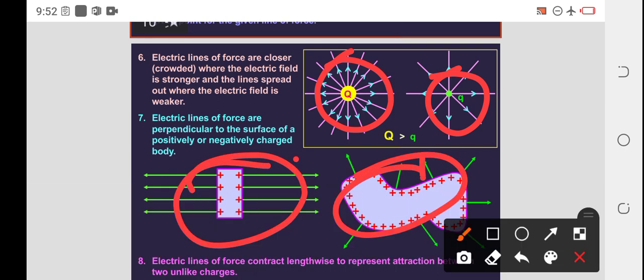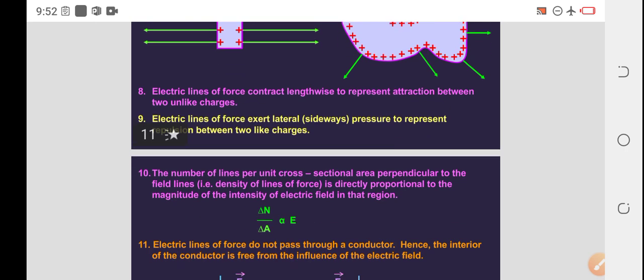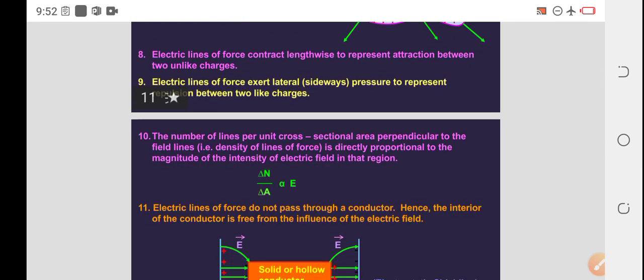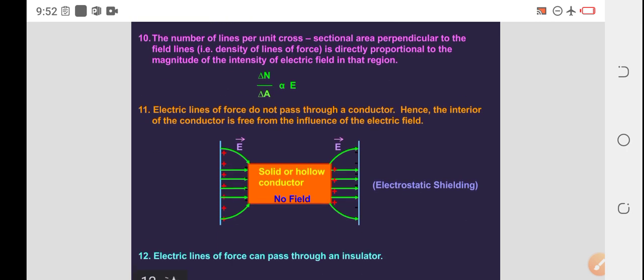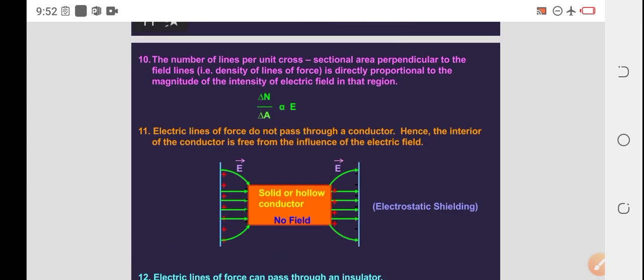Coming to the eighth one, electric lines of force contract lengthwise to represent attraction between two unlike charges. Coming to the ninth one, electric lines of force exert lateral pressure. This we already discussed previously. So for like charges, the lines will spread laterally.